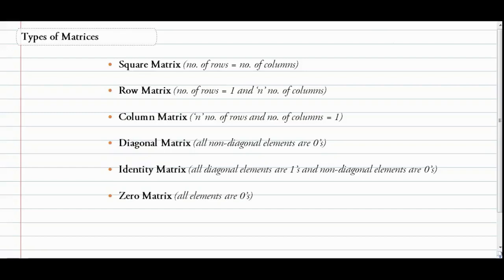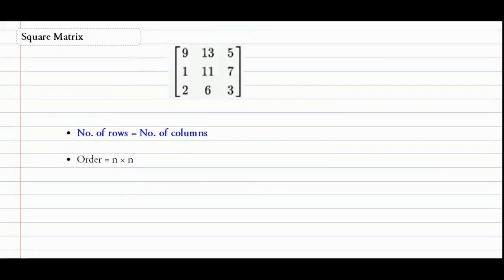Now, let's discuss about various types of matrices. You must be familiar with all these, but let's have a quick review of all these matrices. First, we will discuss about square matrix. Then we will discuss about row matrix, column matrix, diagonal matrix, identity matrix, and zero matrix. First, let's see what a square matrix is. A matrix where number of rows equal to number of columns is a square matrix.